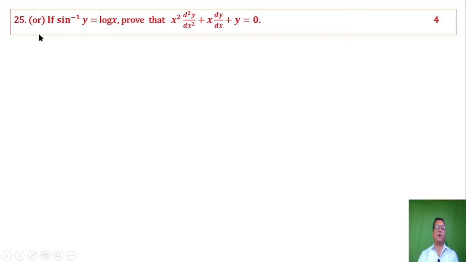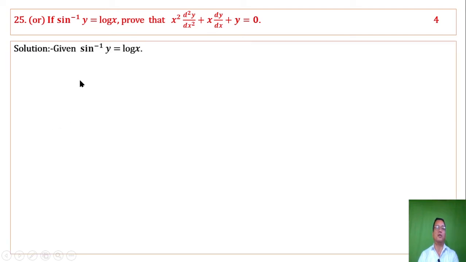Question number 25. Or if sine inverse of y equal to log of x, prove that this equal to 0. 4 marks. Here, sine inverse y equal to log x implies y equal to sine of log x. Differentiating both sides with respect to x, for this, sine of something whose derivative is cos of something into d by dx of log x, that is 1 by x. Multiply x on both sides, we get this.